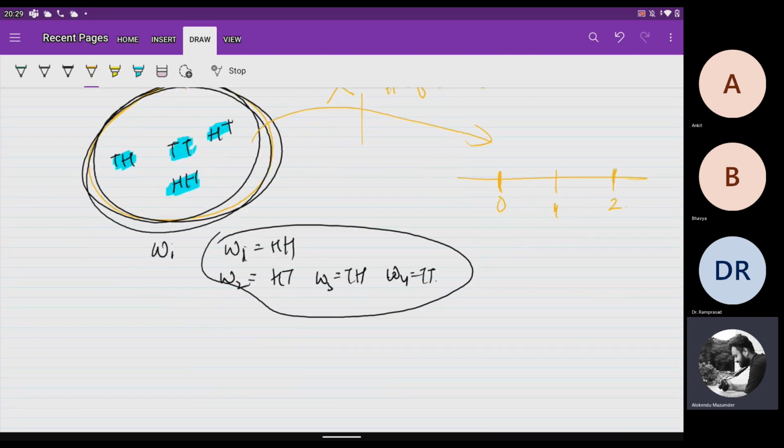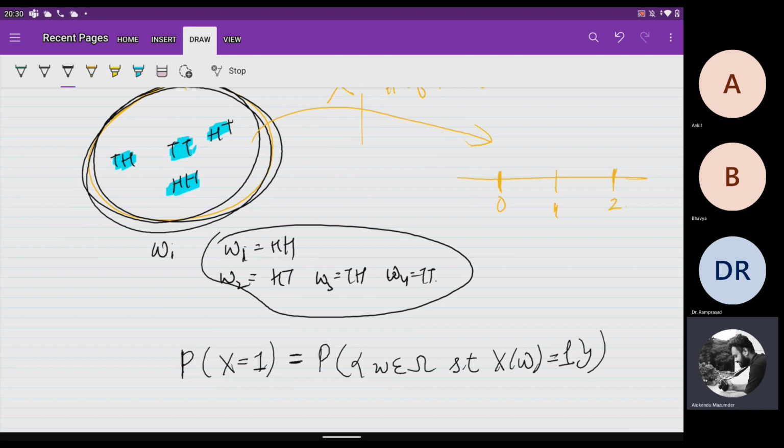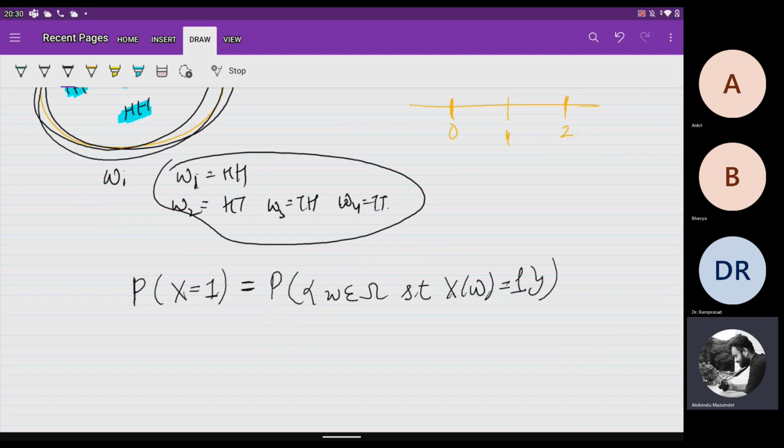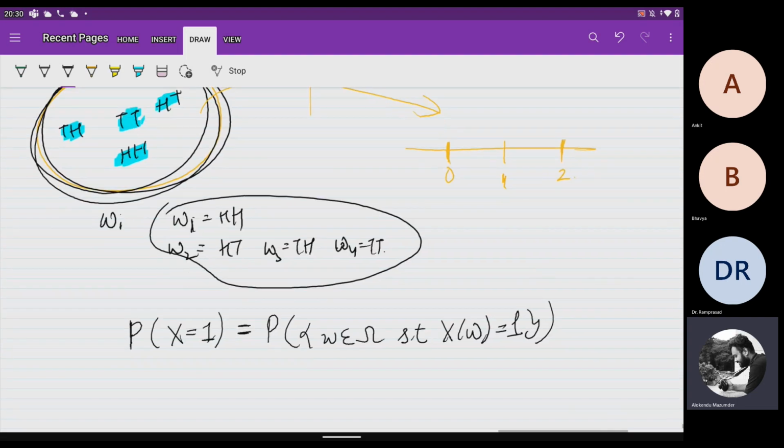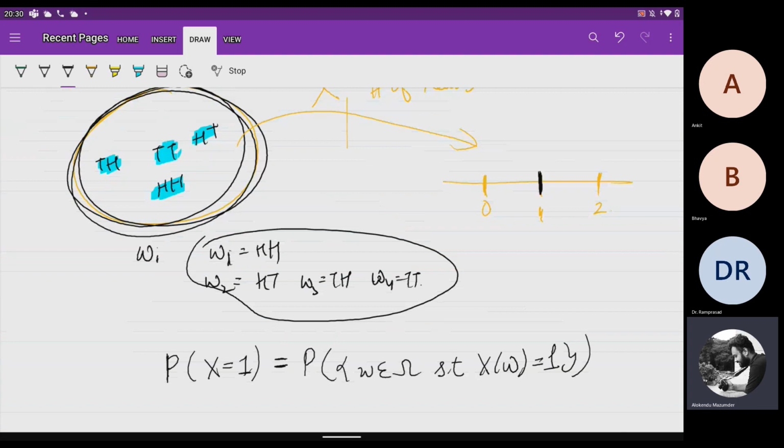So if I want to define something, let's say probability of x equal to 1. I have to write it like this: probability of all omega lies in capital Omega such that x of omega is equal to 1. It means that when I say probability of x equal to 1, what does it mean? How do you compute the probability of x equal to 1?